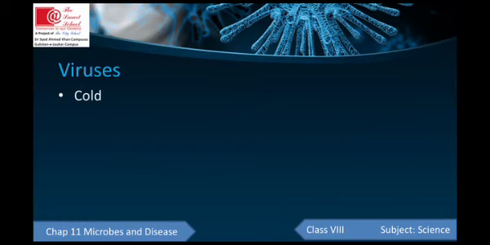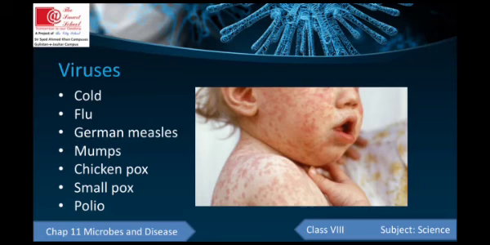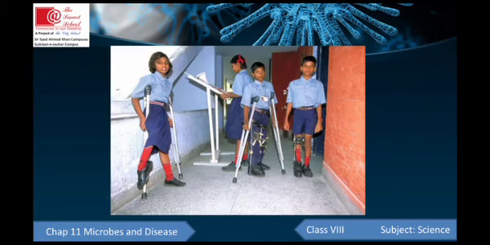Viruses. Cold, flu, German measles, mumps, chickenpox, smallpox, and polio. These are the diseases caused by viruses. This child has measles. Basically, measles and chickenpox are common in childhood. Polio causes serious disabilities.